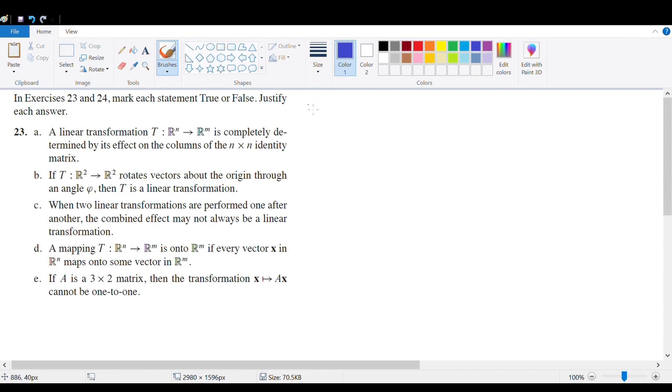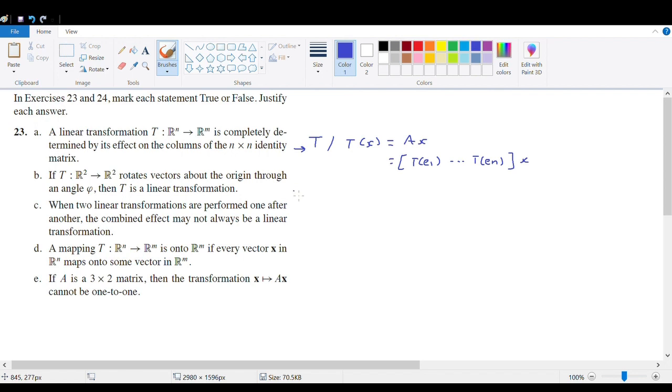In exercises 23 and 24, mark each statement true or false, and justify each answer. So 23a: a linear transformation T from Rn to Rm is completely determined by its effect on the columns of the n by n identity matrix. This one is true because T(x) is equal to A(x), and our A is [T(e1) ... T(en)]. So the first statement is true.